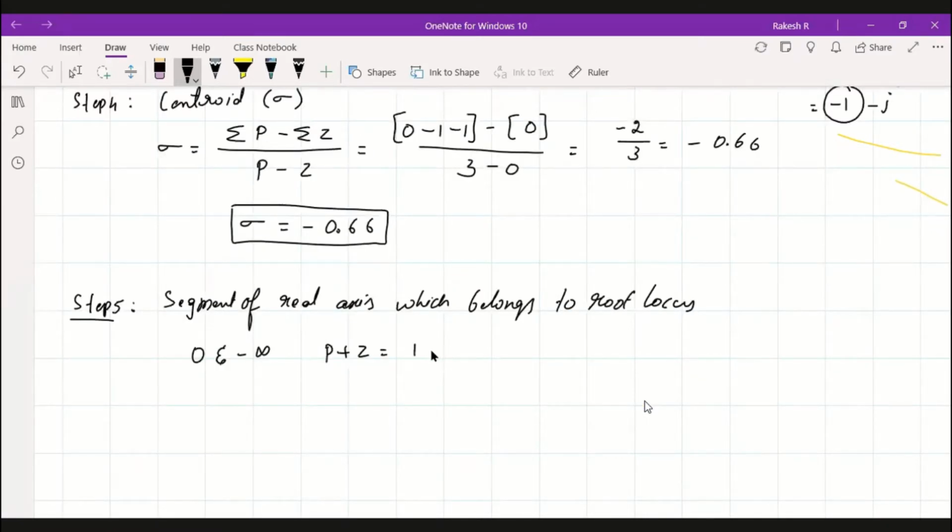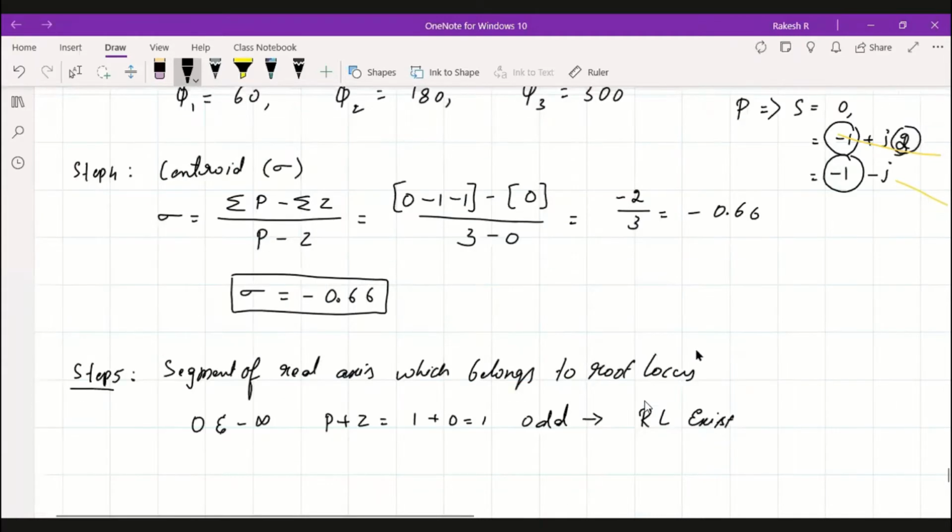So this is odd. When we have odd, what does this indicate? This indicates root locus exists. Root locus exists here.